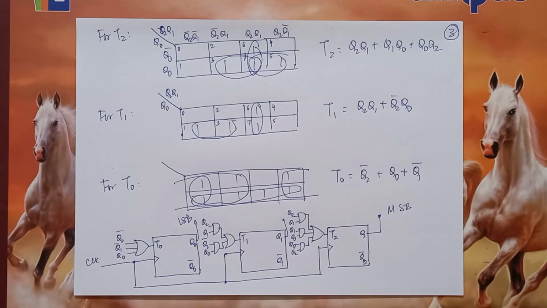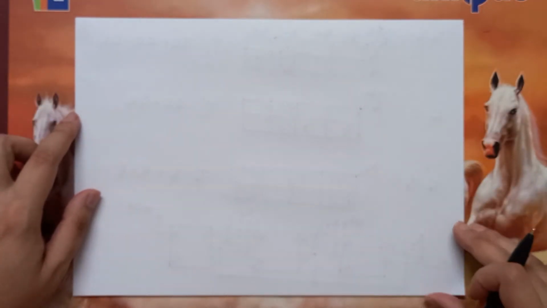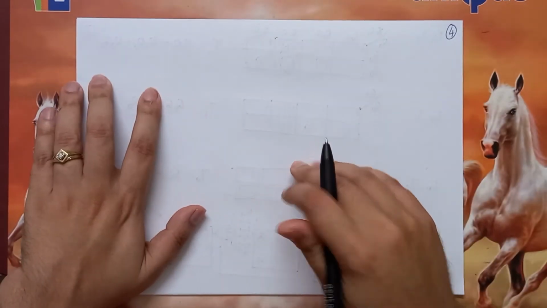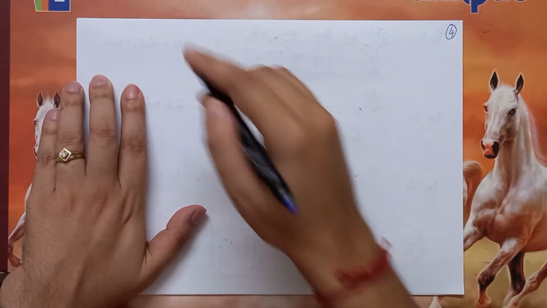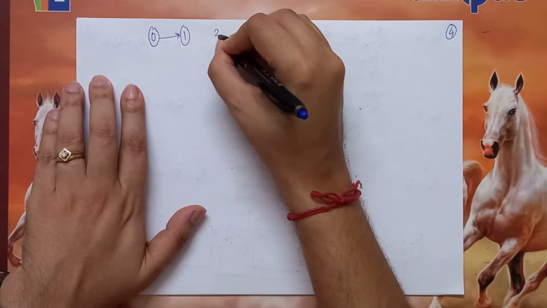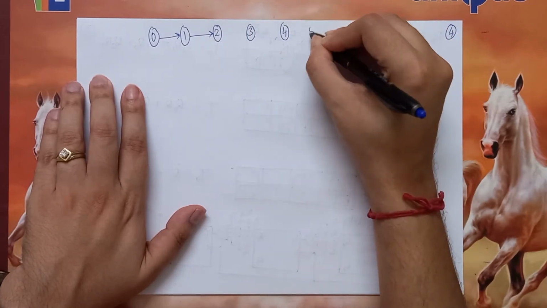So the question is, can something be done to reduce these extra additional gates? Well, let's see. When we were designing this synchronous mod 6 counter, we had proceeded in such a way that the state diagram looks like this. After 0, we would go to 1, then to 2, then to 3, then to 4, then to 5.